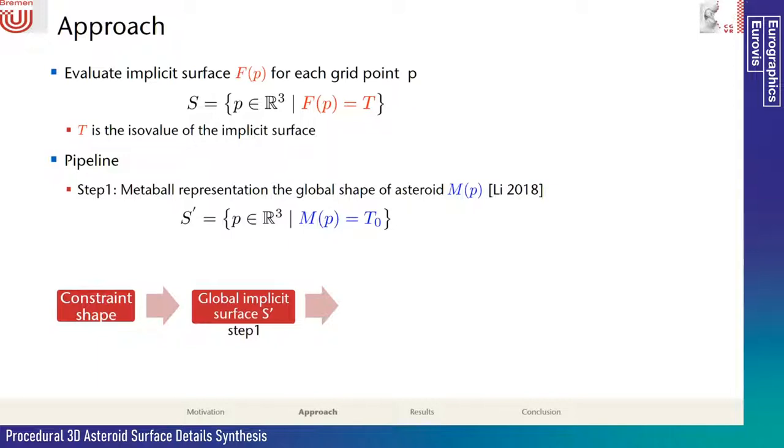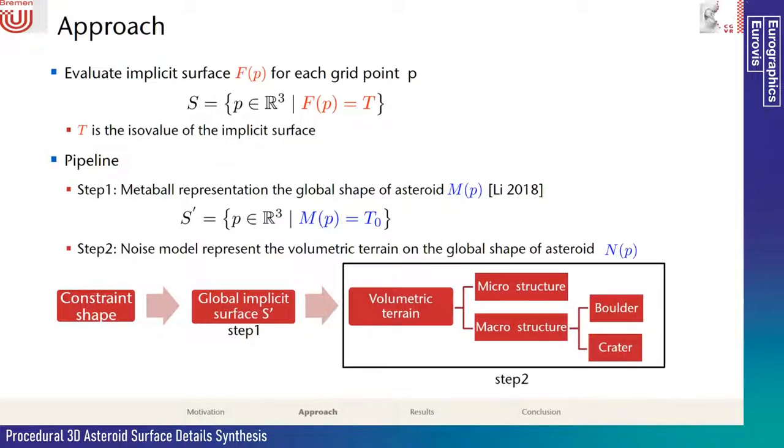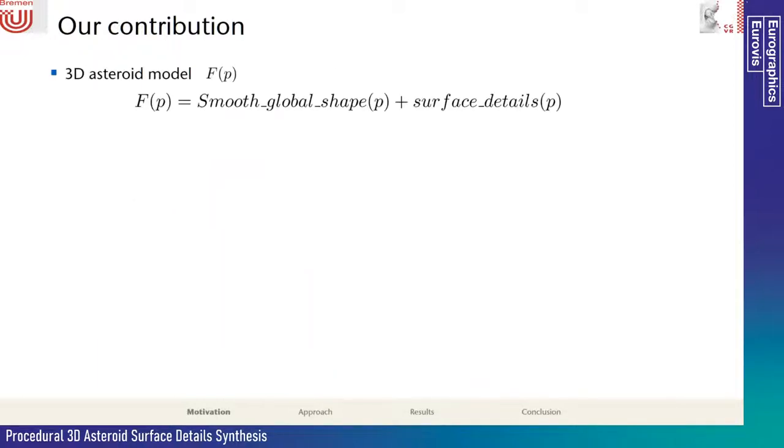Then, in the second step, we use a Lois model to overlap the volumetric terrain on the global shape. Our Lois model can generate micro and macro structures on the surface, especially boulders and craters. Our contribution is the asteroid model consists of smooth global shape and surface details. And the asteroid model must evaluate for each point in 3D space and can achieve arbitrary resolutions.